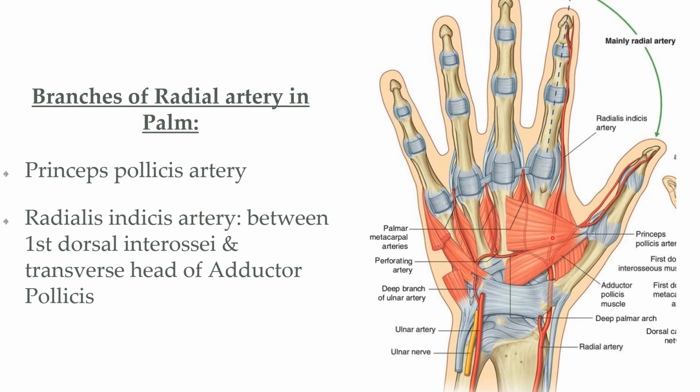In between these two muscles, the radialis indicis artery runs distally and then along the lateral border of the second digit, that is the index finger, and provides arterial blood supply to this part of the index finger. Then the deep branch of the radial artery proceeds medially and unites with the deep branch of the ulnar artery to form the deep palmar arch.